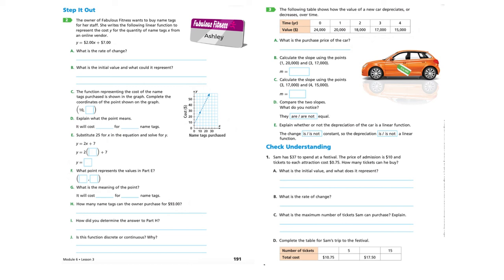And then D, you're going to compare those 2 slopes. What do you notice? They are or are not equal. So you'll circle 1. And then E, explain whether or not the depreciation of the car is a linear function. The change is or is not constant. So the depreciation is or is not a linear function. So go ahead and think about that one and answer E. Once you finish number 3, you can go on to the check understanding and work on that.